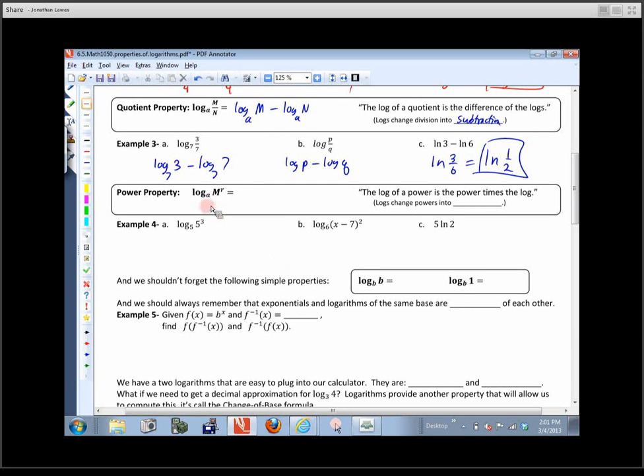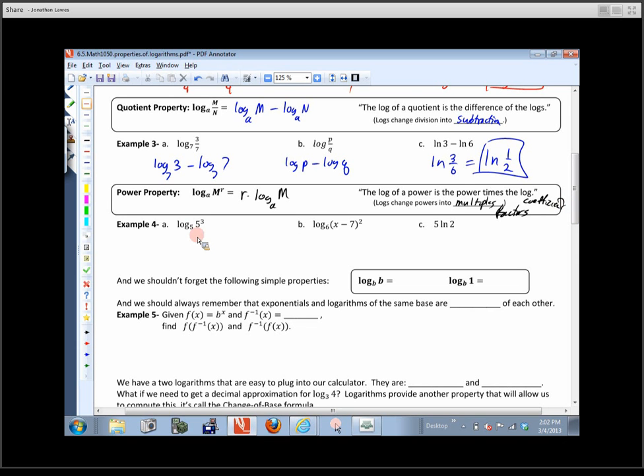So the power property allows us to do this. It allows us to change an exponent into multiplication, or in other words, a coefficient sitting out front. So this becomes r times the log base a of m. So the log of a power is the power times the log. Logs change powers into, you can call them multiples, you could call them factors, whatever makes sense to you. You could call it a coefficient.